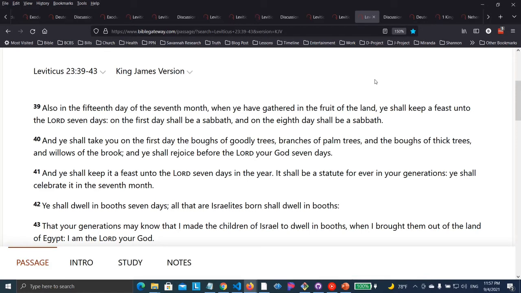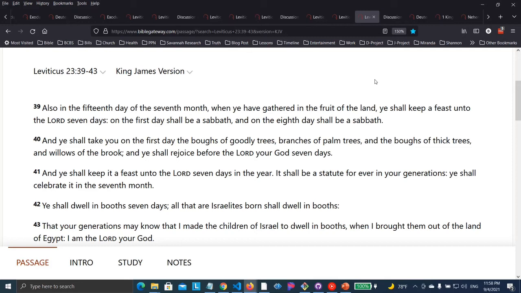Now, there's some more instructions here in Leviticus 23:29. We still don't know when the grapes have to be ready by and have to be harvested by. And we're going to see that right here. Also, on the 15th day of the 7th month, when you have gathered the fruit of the land, you shall keep a feast to the Lord 7 days. On the first day shall be a Sabbath. On the 8th day shall be a Sabbath.